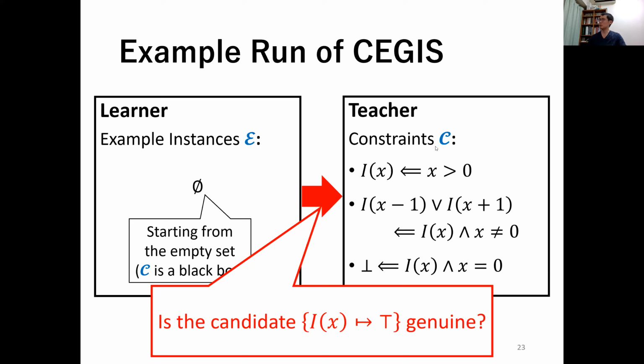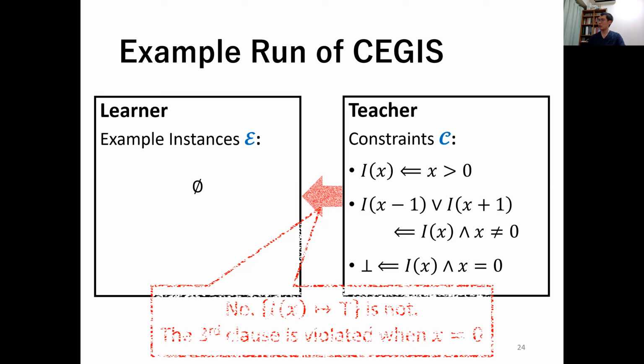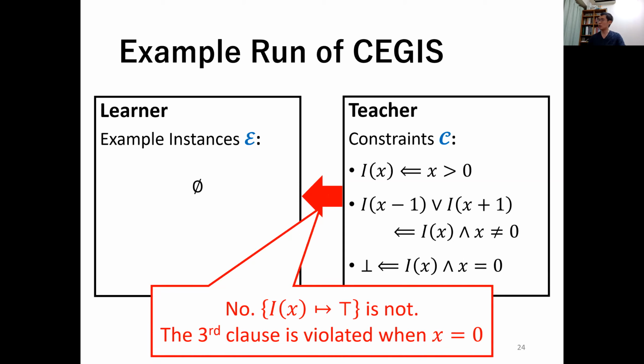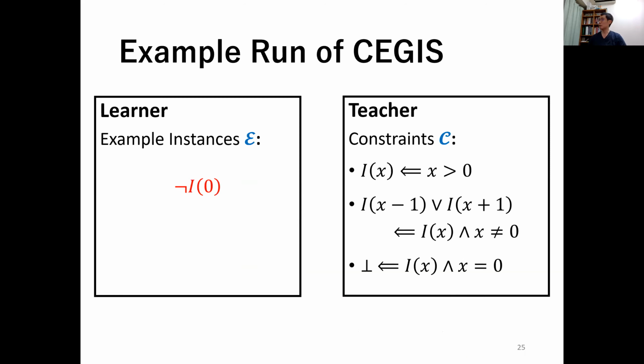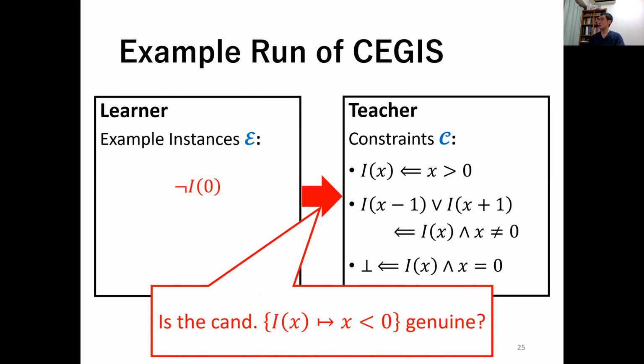Now, is this an actual solution? The teacher says, well, let me look at it, and we'll try to check if each of the three clauses are logically valid under this interpretation. And it turns out, no, it's not an actual solution. Namely, the third clause is not valid when x is 0. So this third clause under the assumption that x is 0 is added as a new example. Simplified, it is simply saying that I cannot be true at 0.